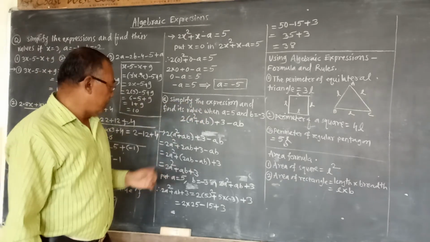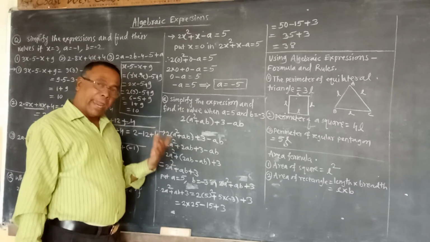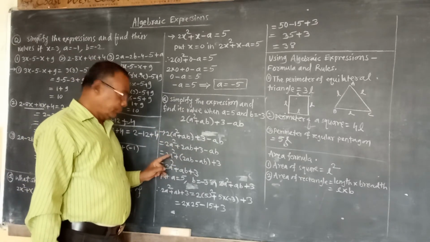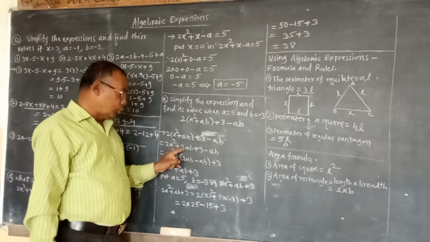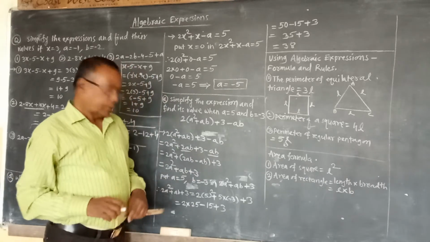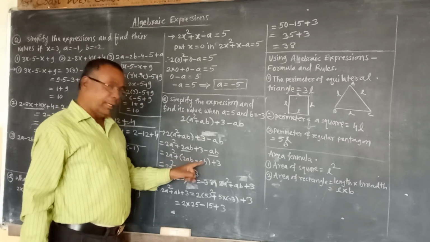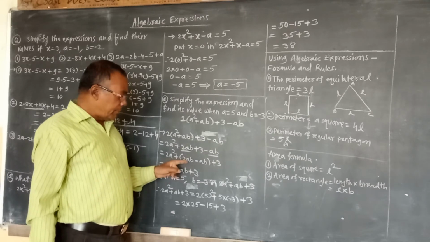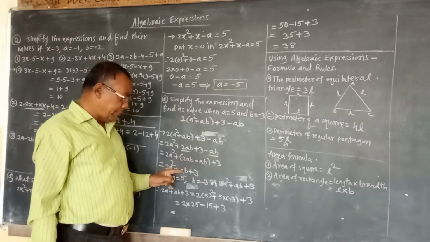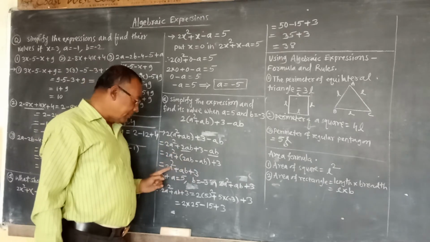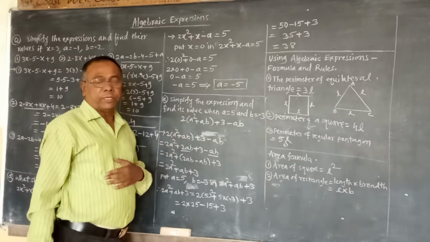And now we are asked to simplify the given expression. Now we will take or combine the like terms. So here 2a square as it is plus 2ab and minus ab. So these are the like terms. 2ab minus ab plus 3. Here 2a square as it is, 2ab minus 1ab, it will be 1ab plus 3. And now this is the simplified form of the given expression.